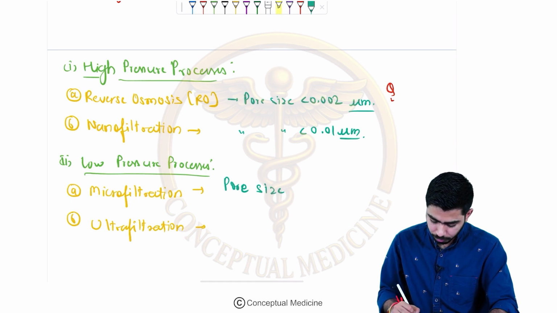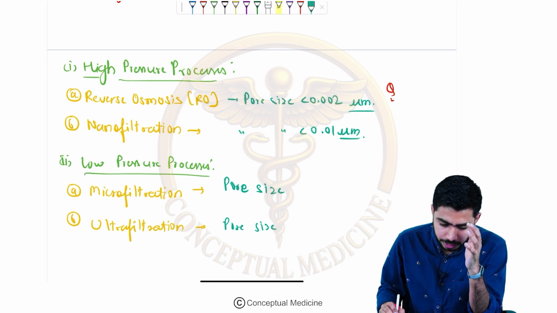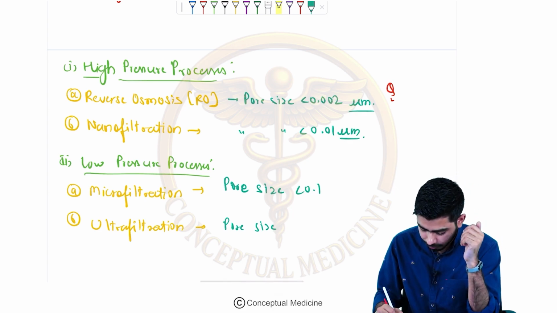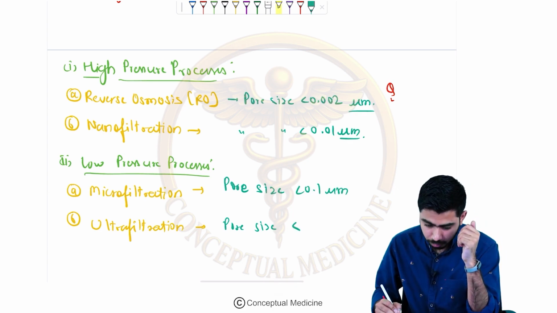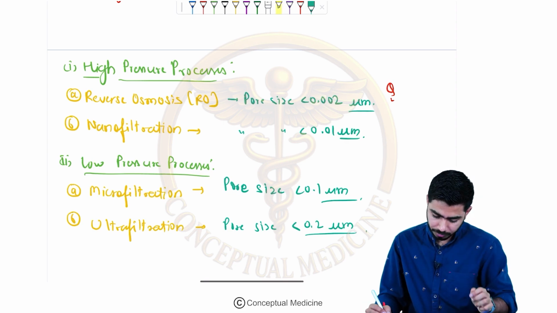Okay, so the pore size might be asked over here. Pore size for microfiltration is less than 0.1 micrometer, and if you talk about the pore size of ultrafiltration, then it is less than 0.2 micrometer. Okay, please do remember that as well.